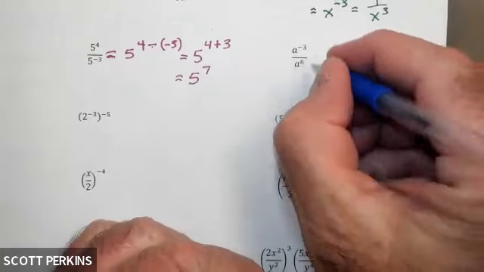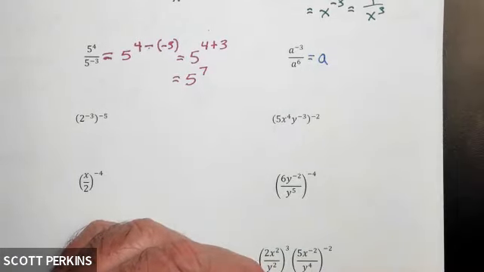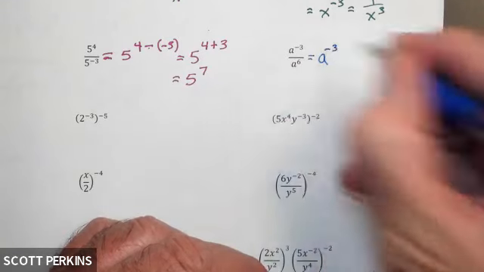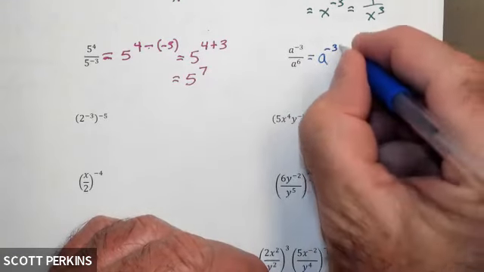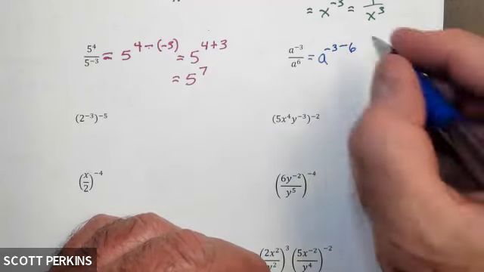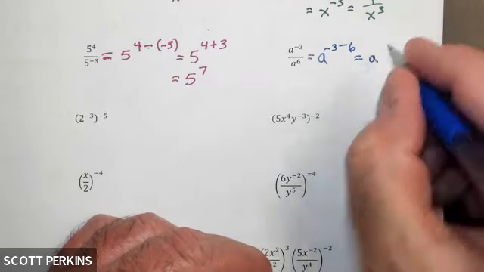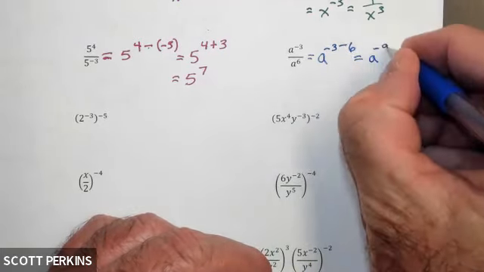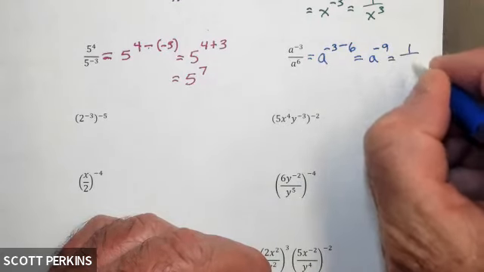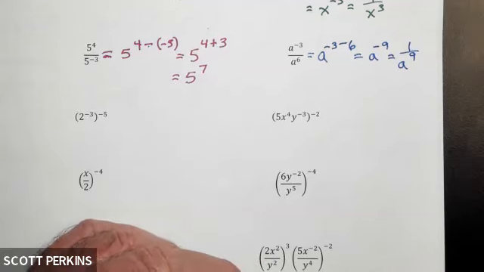So once again, the quotient rule says I'm going to subtract. So a is my base. And then I have negative 3 as the power in the top, minus 6 as the power in the bottom. So negative 3 minus 6. Well, we're not subtracting a negative this time. We're just subtracting positive 6. So I have negative 3 minus 6 is negative 9. And I get 1 over a to the 9th power as the final result.